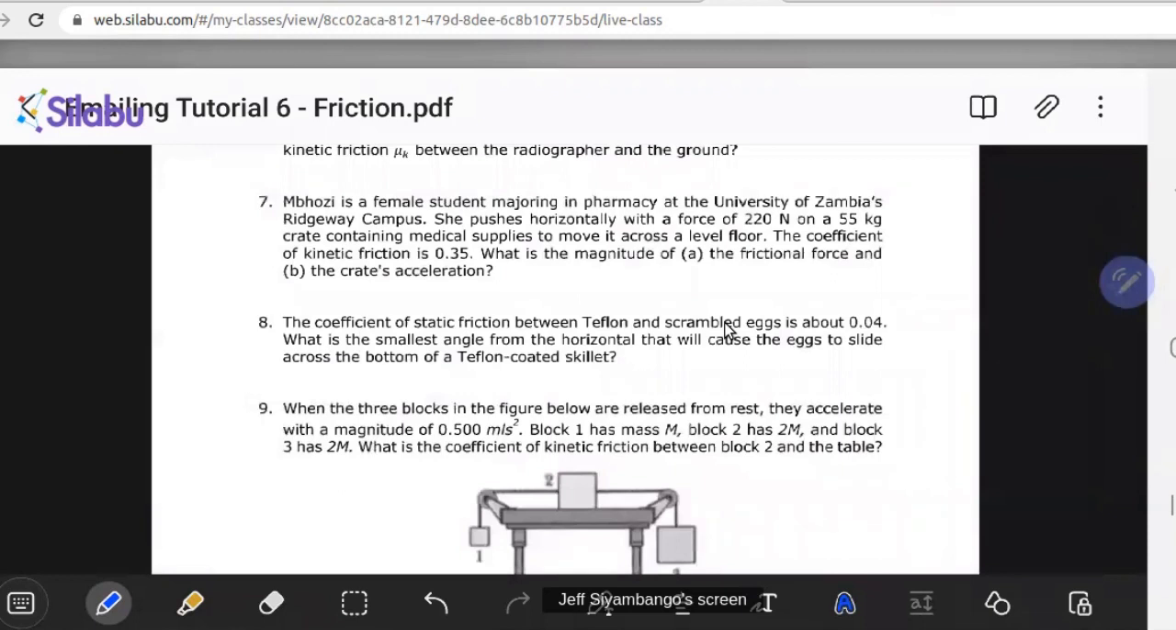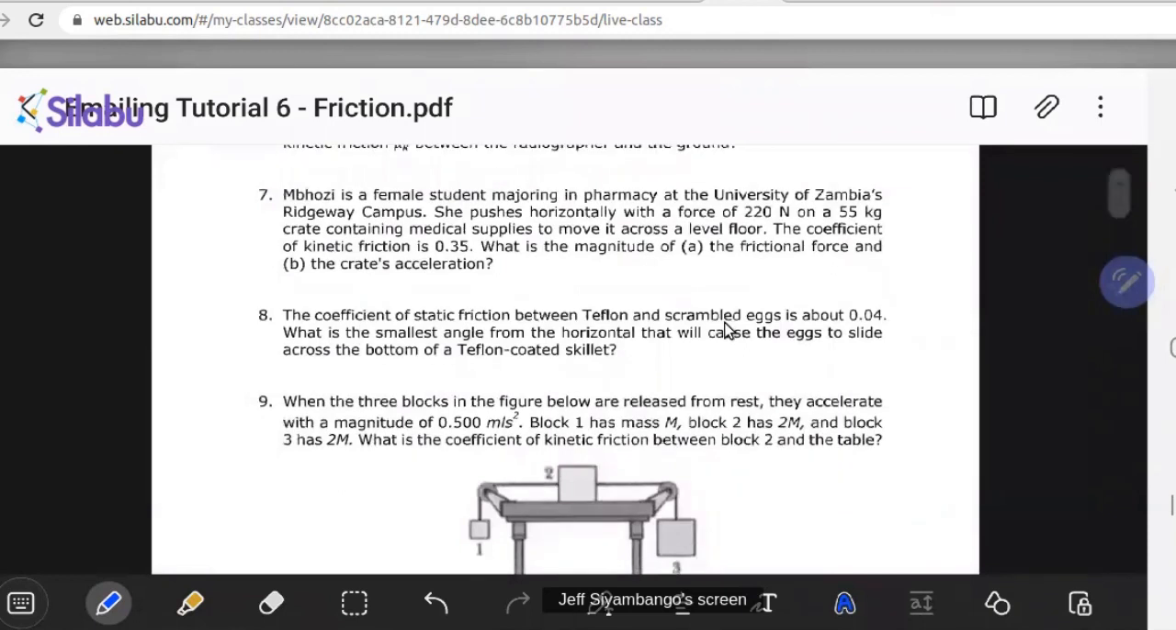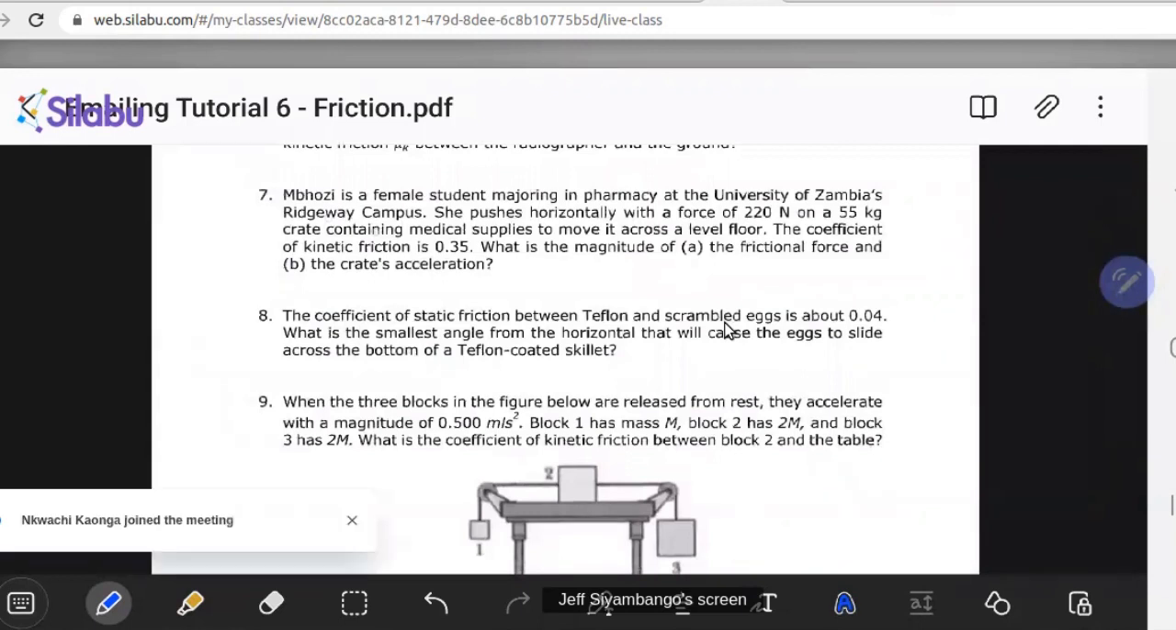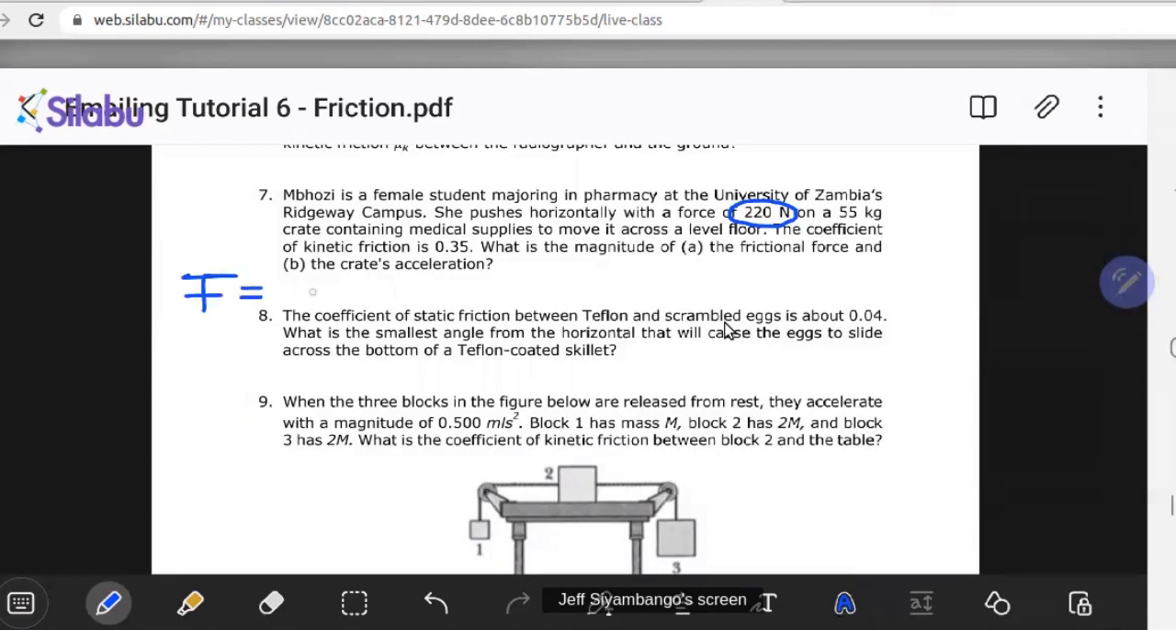In question 7, they're saying that we have a female student majoring in pharmacy at the university. She pushes horizontally with a force of 220 newtons on a 55 kg crate containing medical supplies. So all I'm seeing here is that this person is pushing horizontally with a force of 220 newtons. Whatever they've said there is just a little bit extra. Of course, on a 55 kg crate, they're even giving the mass of the crate here. So I want to take note of that.